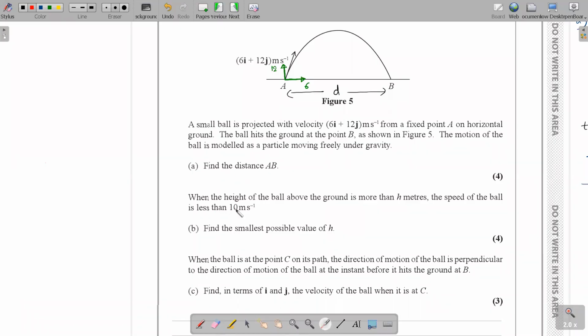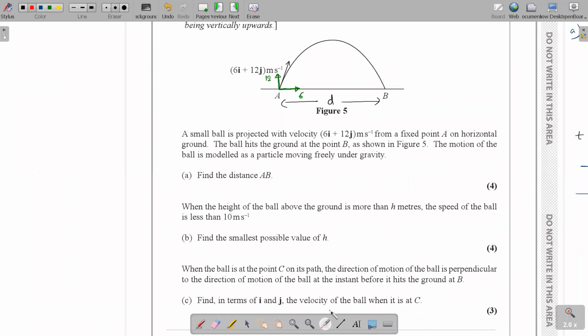Okay, so moving on to part B. When the height of the ball above the ground is more than h meters, the speed of the ball is less than 10 meters per second. Find the smallest possible value of h. Now, when it comes to projectile motion, the first thing you need to know is that this motion is symmetric. Whatever you have on this side, you have the same thing on the other side. The directions might change. For instance, A and B are on the same line of symmetry around the projectile.